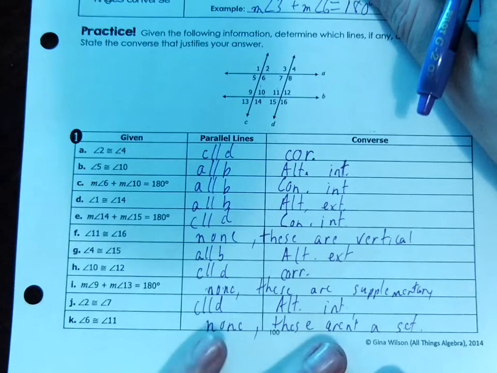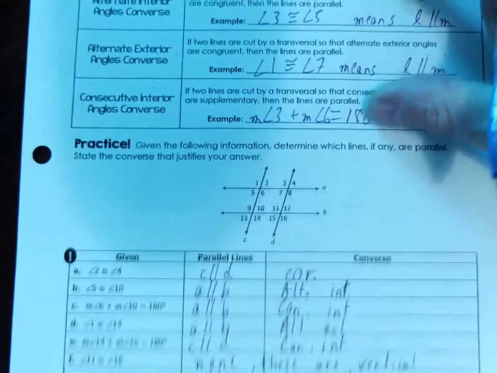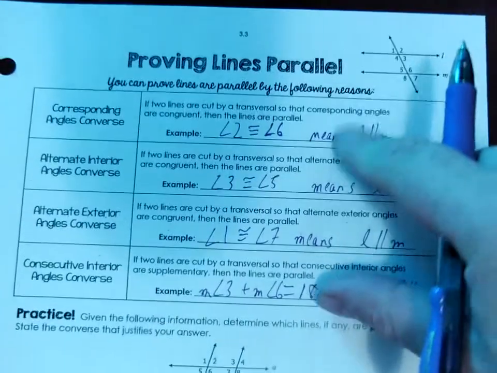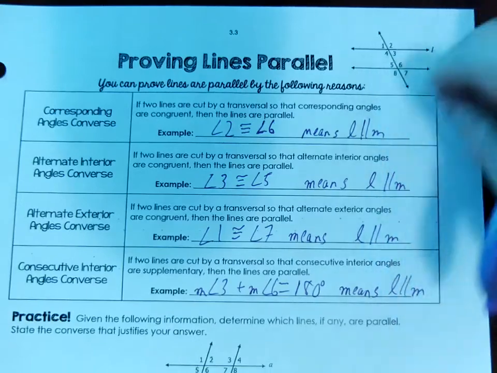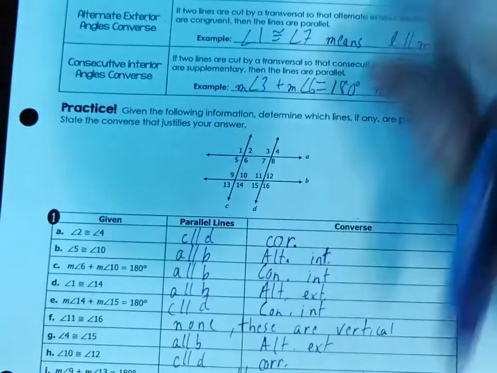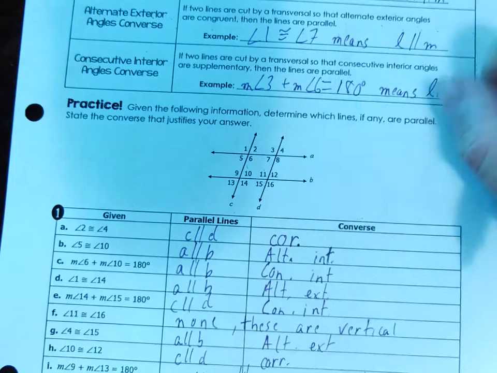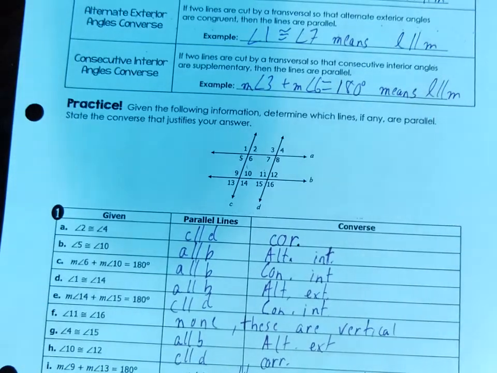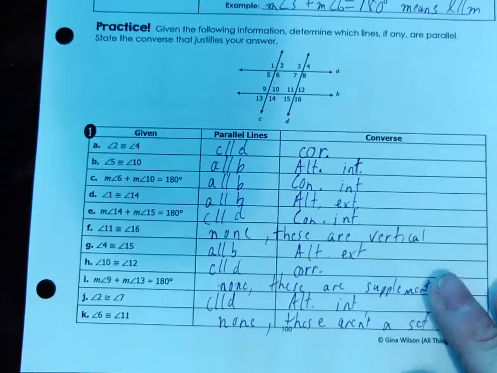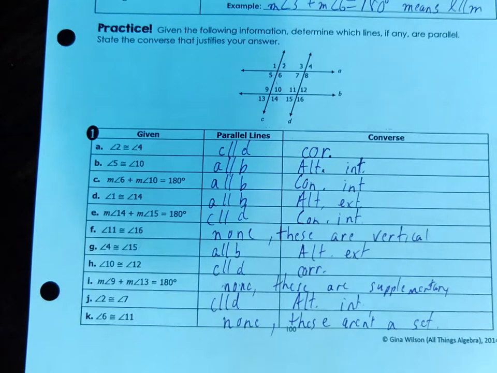So for them to be one of these 4 items that we're talking about here, they have to be on the same transversal. Transversal meaning the line that cuts 2 other lines. And then 6 and 11 are on 2 different transversals. So they're not supposed to match there. And if they do match, that doesn't mean anything. It doesn't mean any of the lines are parallel.